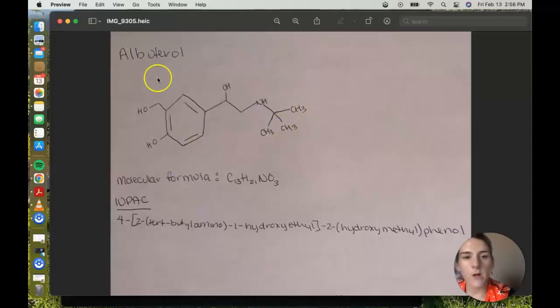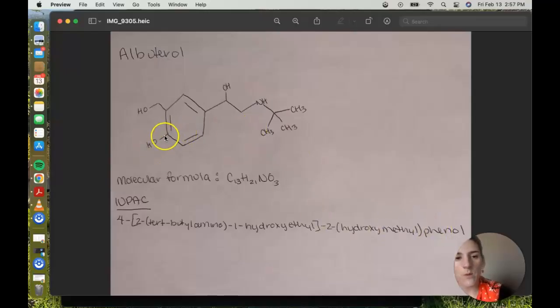All right, here is our albuterol molecule. Here's our molecular formula. Here is our IUPAC name. We have 2-tert-butylamino, 1-hydroxyethyl, 2-hydroxymethyl-phenol. Phenol is our parent chain. It's actually a cyclohexane with our 3 pi bonds that makes us an aromatic ring. And then this alcohol group right here is what makes it the phenol.